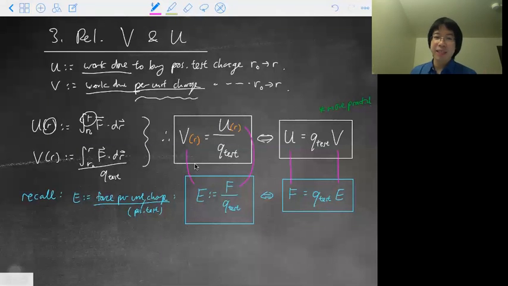So V is probably the newer concept that you learn in this course. You probably know what energy is, and E is also a new concept, but force is the older concept, right? So you take that and divide by the test charge, and you get the definition of the new concept. It's the whole idea of trying to find out something about the source, so you divide out the effect of the object that you use to test it. Okay, so this is the relationship there.